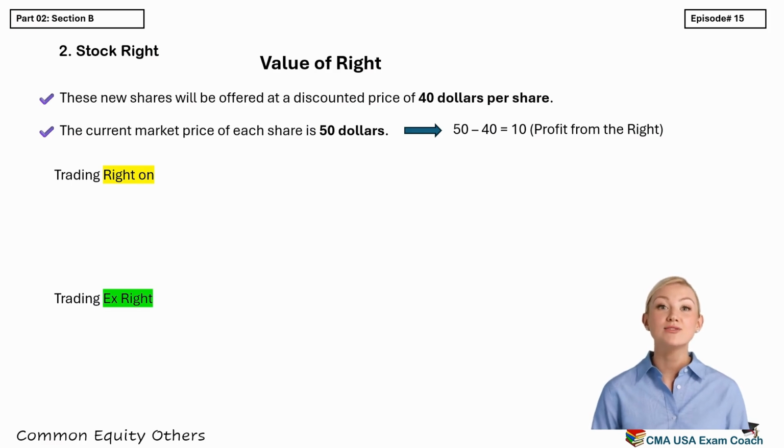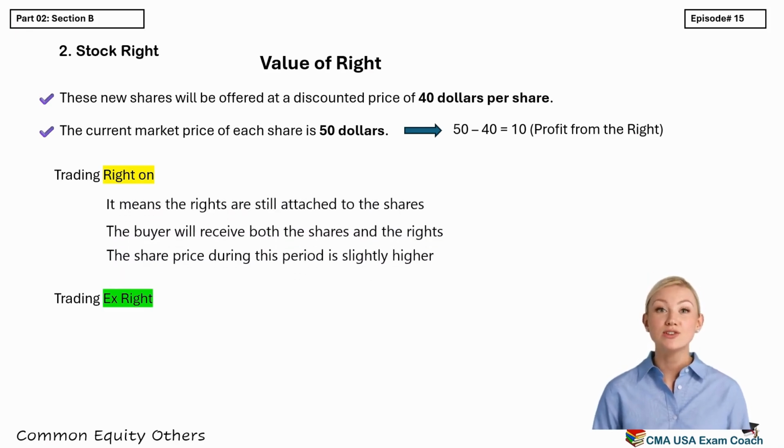When a company announces a rights issue, it gives existing shareholders the option to buy additional shares, usually at a discounted price. But these rights are not always permanently attached to the shares. Whether or not the rights come with the shares depends on the timing of the trade, and that's where the concepts of right on and X right come into play. Let's first understand what right on means.